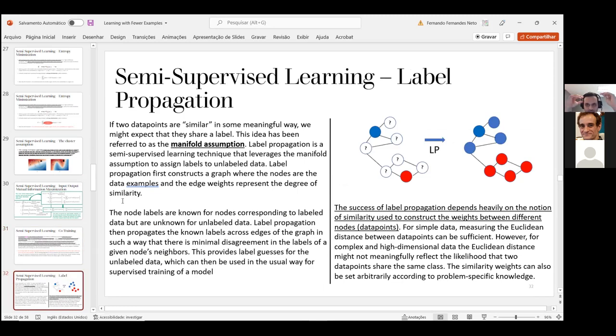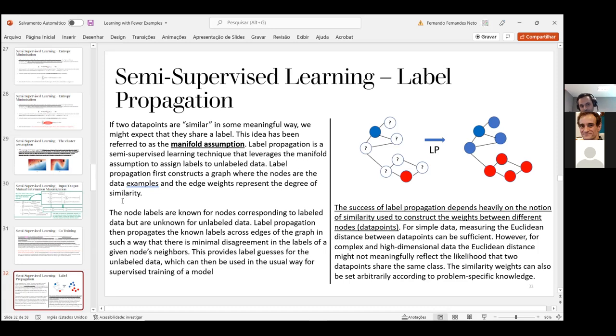Then the other subtopic covered in this section of the chapter is label propagation. So ideally, if two data points are similar in some meaningful way, we might expect that they share a label. Okay, so this idea has been referred to as the manifold assumption. So label propagation is a semi-supervised learning technique that leverages the manifold assumption to assign labels to unlabeled data. Label propagation first constructs a graph where nodes are the data examples and the edge weights represent the degree of similarity. So the node labels are known for nodes corresponding to labeled data, but are unknown for unlabeled data.